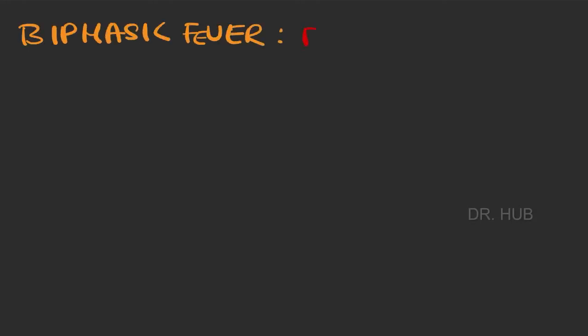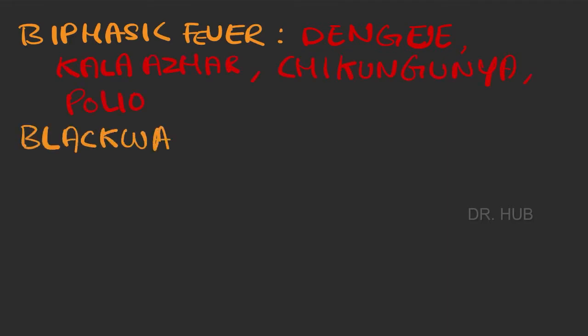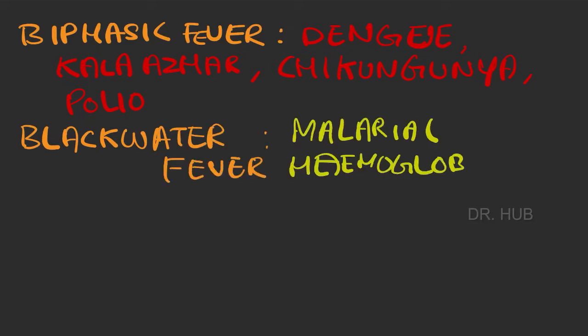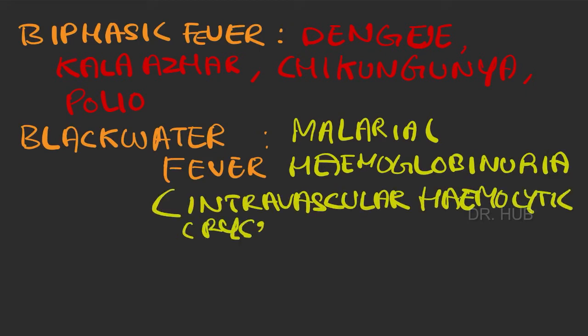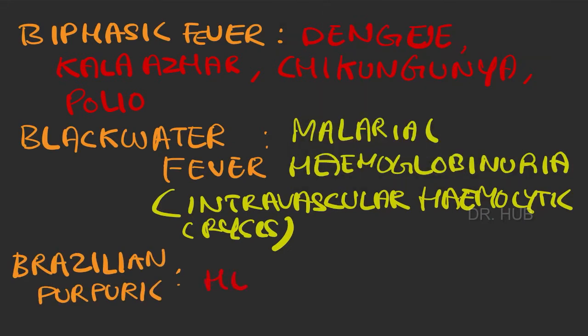Today we are going to look at all the fevers, their types, and examples. Firstly, looking at biphasic fever. It includes dengue, as well as kala azar, chikungunya, and polio. Then we have the blackwater fever, including malarial hemoglobinuria and intravascular hemolytic crisis. The Brazilian purpuric fever includes Haemophilus aegyptius, that is pink eye.